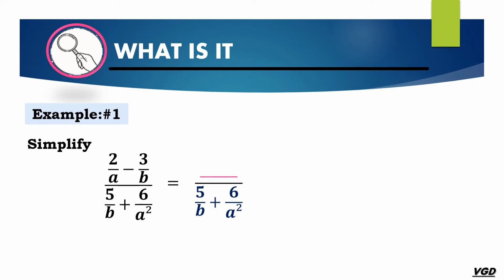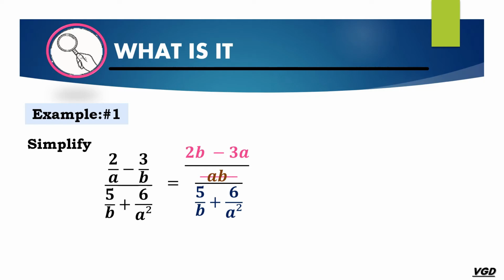So in this case, our LCD is equal to ab. And ab divided by a is equal to b, times 2, which will be equal to 2b. Then just copy the operation, the subtraction operation. Then ab divided by b is equal to a, multiplied to the numerator 3. So the answer is 3a. So we have here 2b minus 3a over ab divided by 5 over b plus 6 over a squared.